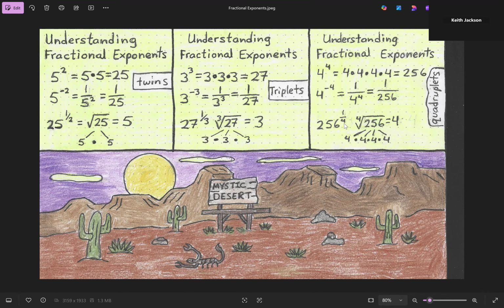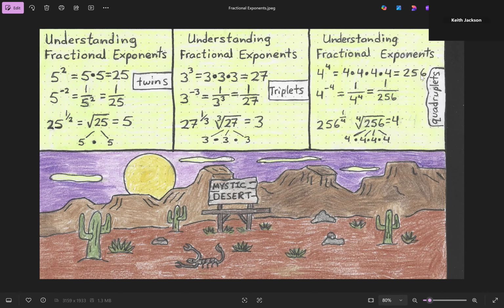And so we have 256 raised to the 1/4 power. But before we work this problem out, let's go back to 4 raised to the 4th power. And we know that it is equal to 4 times 4 times 4 times 4, which equals 256. And if you remember the pattern from the previous two examples, 4 raised to the negative 4th power would be equal to 1 over 4 to the 4th, which is equal to 1 over 256.